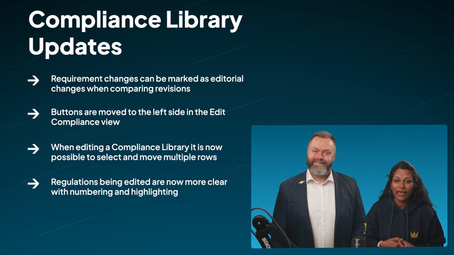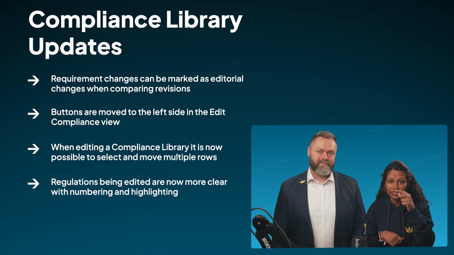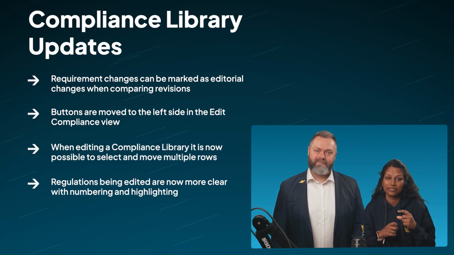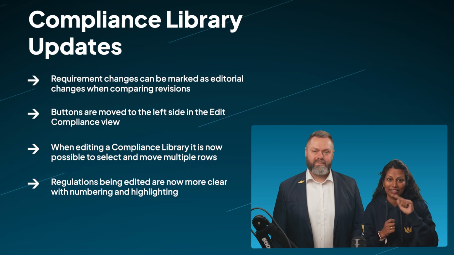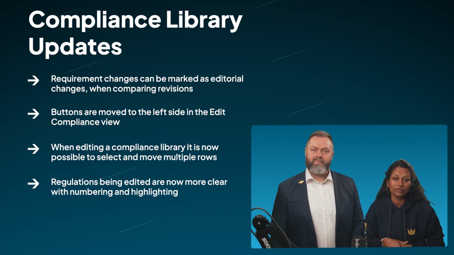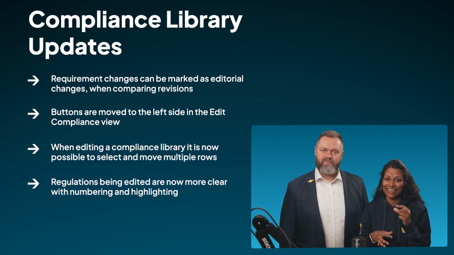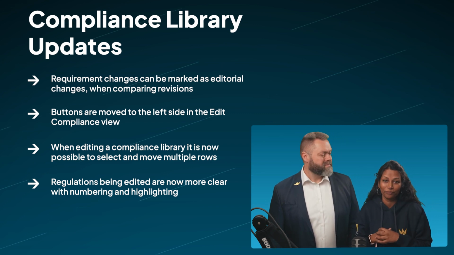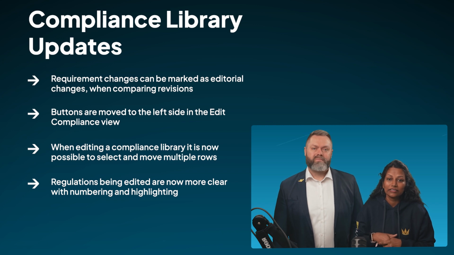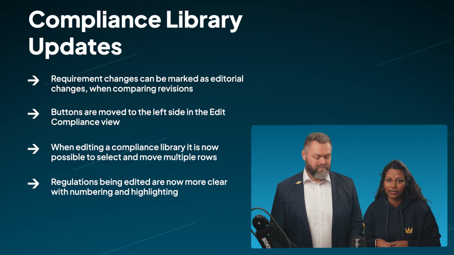Moving on, when editing a compliance library, it is now possible to select multiple rows, and then the move buttons can move all the selected rows at once, and this is also super helpful when you have a lot of changes to make in the rows. When updating a regulation, the regulation number will now show up on the dialog box to assist the editor and shows you exactly which row you're currently editing. And also the row that has been changed will be highlighted in blue, if I'm not wrong.